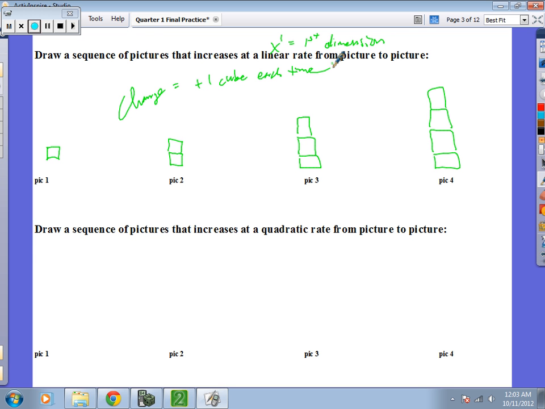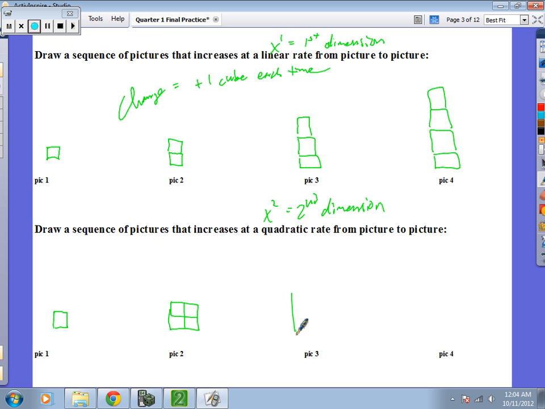Okay, now let's do the same thing, but let's look at a quadratic. Quadratic is x squared. That is the second dimension. That means you're going to grow in width as well as height. So picture 1, there we go. Picture 2 though, you're going to have 4 cubes.